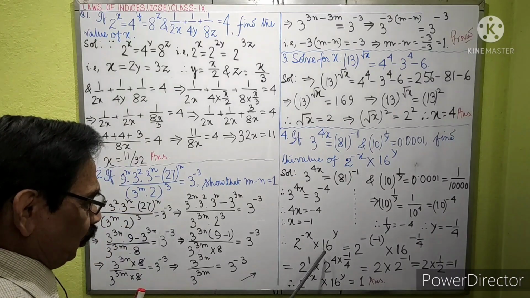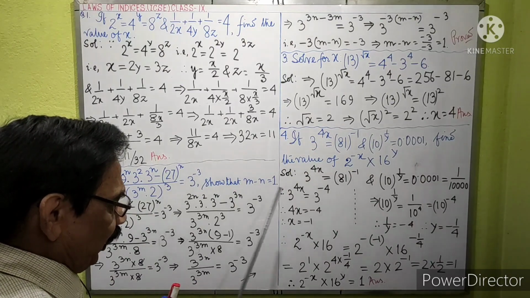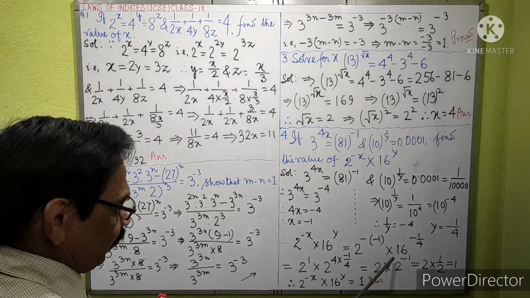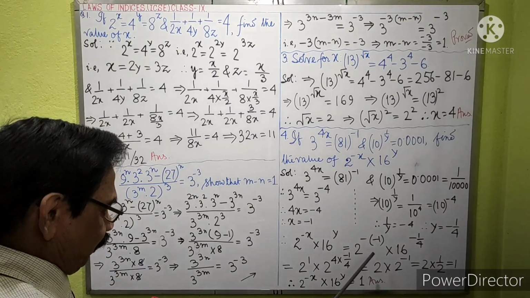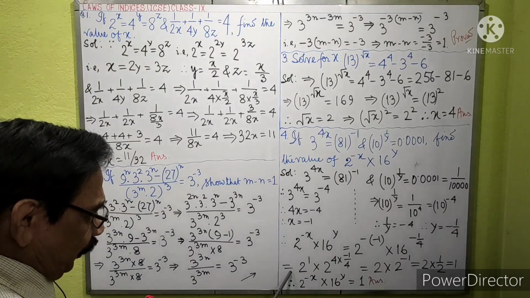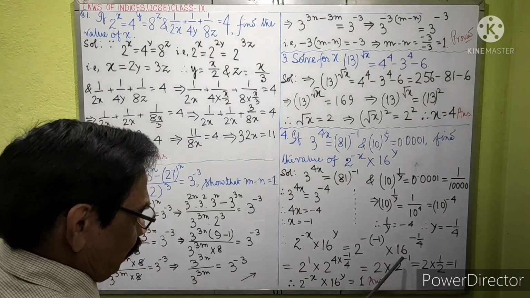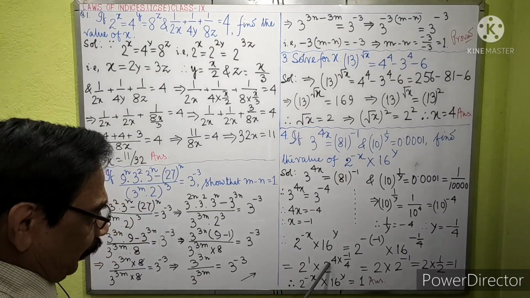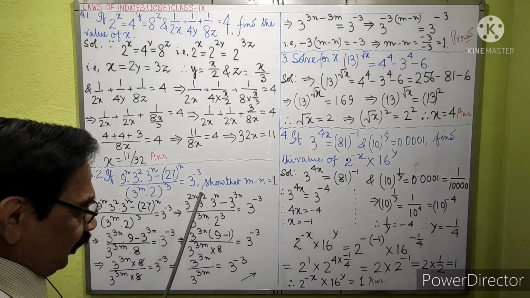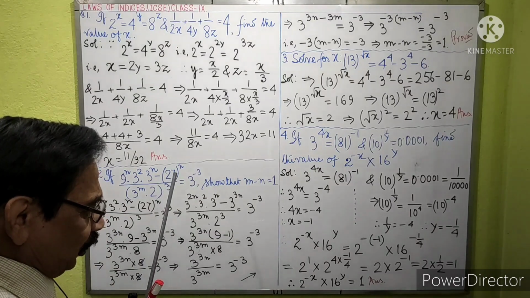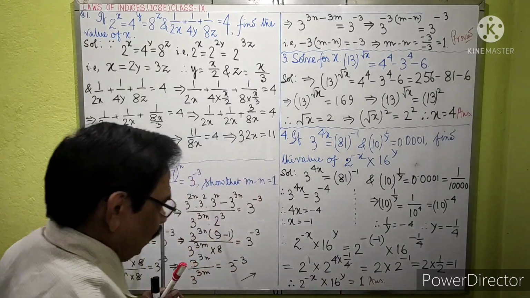Therefore 2 to the power minus x into 16 to the power y equal to 2 to the power minus of minus 1, into 16 to the power 1 by 4. That is 2 to the power minus 1 plus 1, and 16 equal to 2 to the power 4 into 1 by 4. 4 will cancel out, and this is 2 to the power 1, that is 2 to the power minus 1 equal to half.